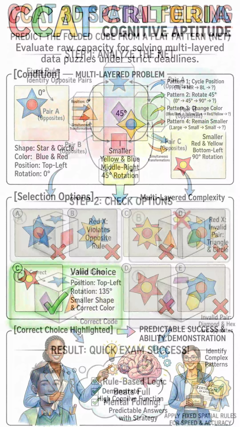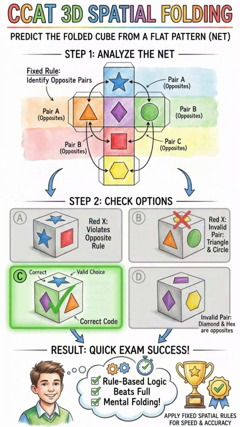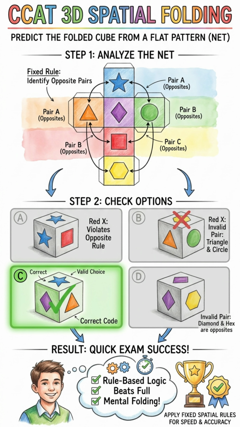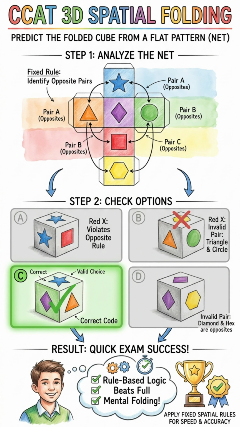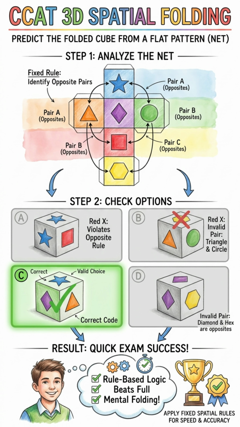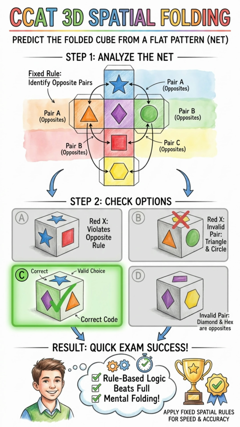One major advanced topic you will encounter is 3-dimensional spatial folding, where you are shown a flattened paper pattern called a net and must predict its folded cube form. A standard cube net consists of 6 connected square faces arranged in various cross shapes or T-shapes. Your job is to mentally fold this flat net into a solid box and identify which arrangement of symbols on the faces is physically possible. The secret to mastering 3D folding is not trying to visualize the entire folding process at once, but using fixed spatial rules.